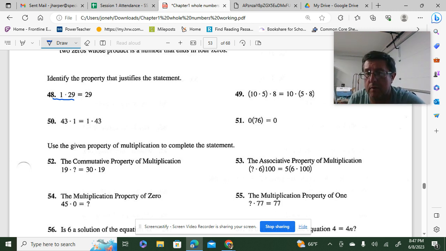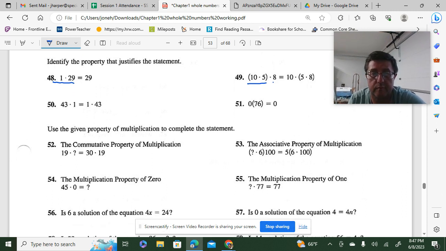So this one is 10 times 5 times 8. This is the associative property. You know that because they have parentheses and they're moving the parentheses. You're going to get the same product. They're just moving the parentheses.